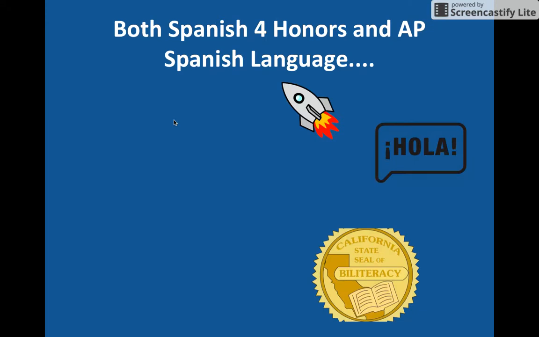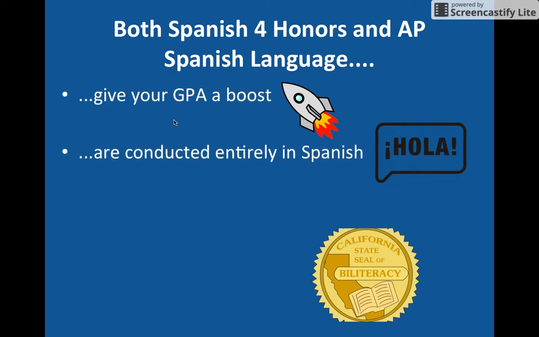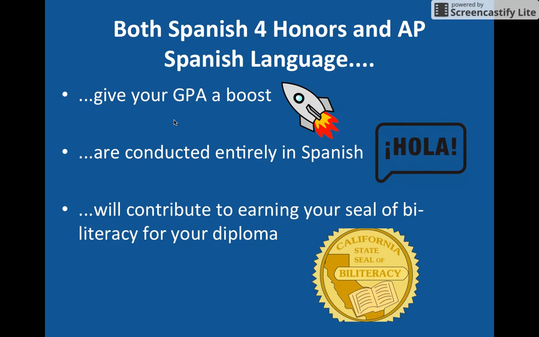Both Spanish 4 Honors and AP Spanish Language give your GPA a boost, are conducted entirely in Spanish, and will contribute to you earning your seal of biliteracy for your diploma.